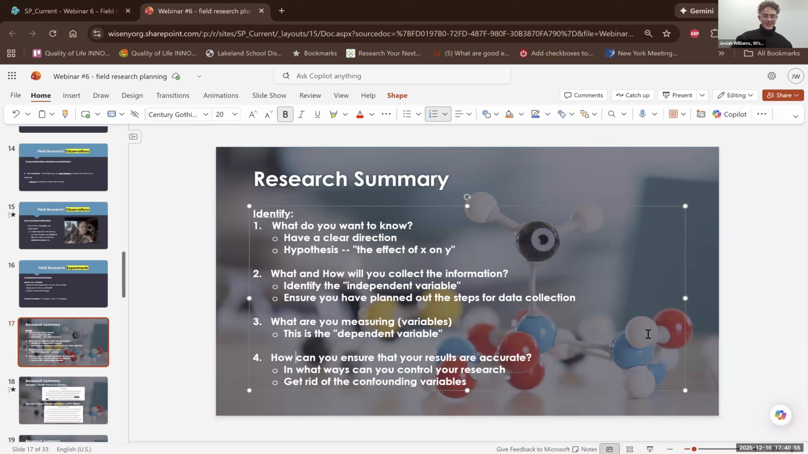Things to control for and get rid of. So these are some questions, some food for thought as you're coming up with a field research design.